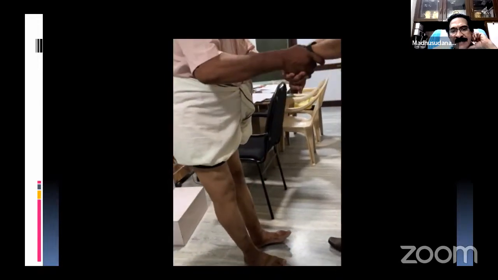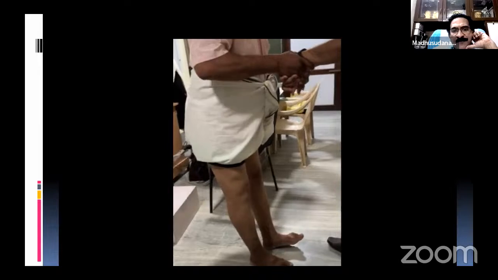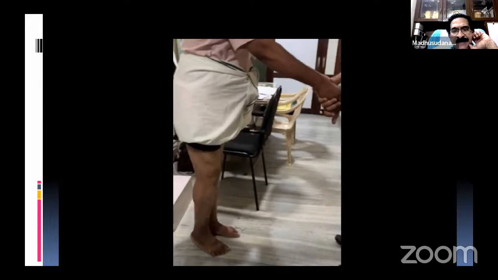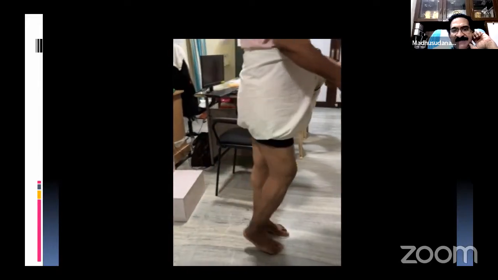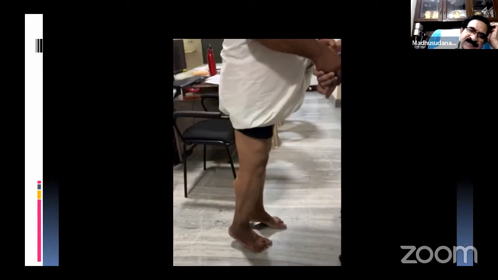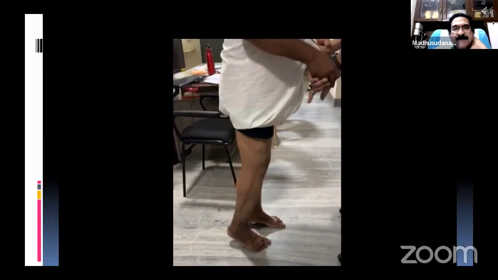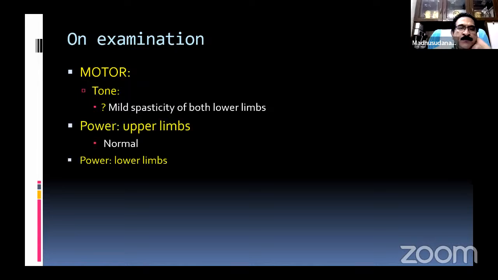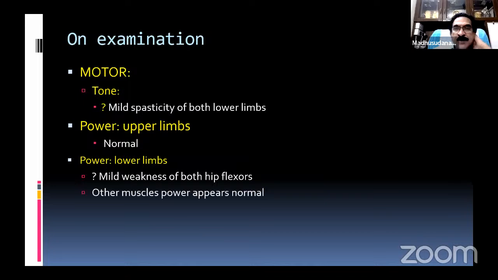The way he walked: when he has to stand on heel, he could stand on heel, but when walking, the forefoot comes down a little bit. When walking on toes, again, one can stand, but when walking, the heel comes down, on both sides, more on the right side. So on examination: tone, mild spasticity of both lower limbs; power in the upper limbs normal; lower limbs, mild weakness of both hip flexors. Other muscles appeared normal when examined at the bed.